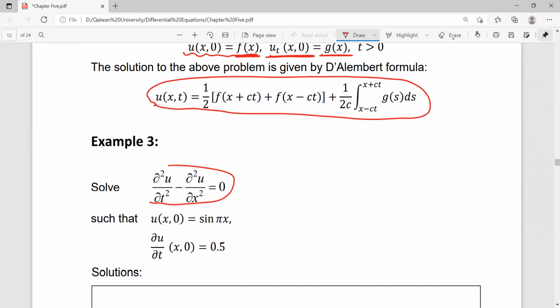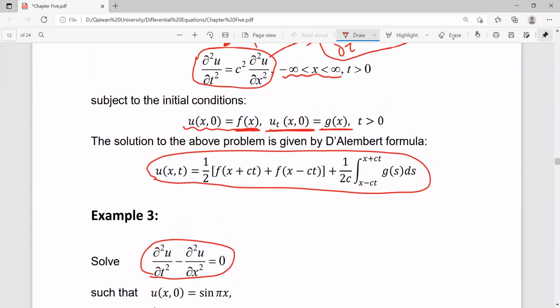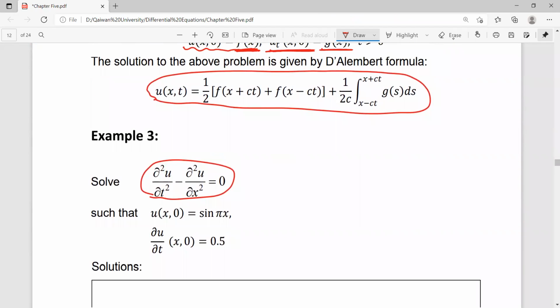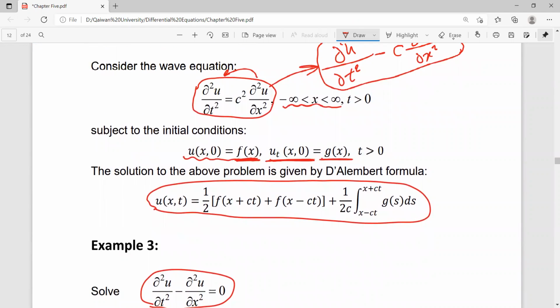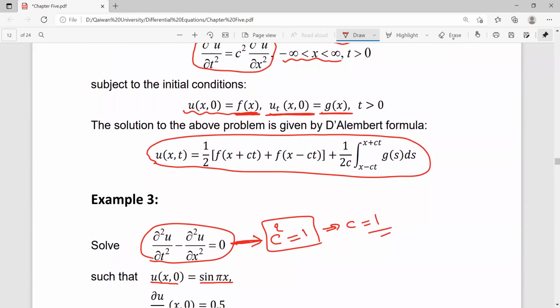We have been given the wave equation, with t squared. It's the wave equation. We have u of x,0 equal to sine pi x. If you compare with the above one, in the partial differential equation, here we have minus c squared. That means c squared here is 1, so c is 1.